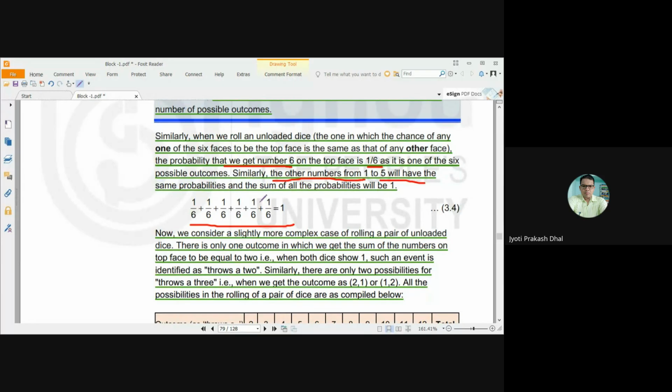The probability of getting 5 is 1 by 6. The probability of getting 4 is 1 by 6, the probability of getting 3 is 1 by 6, and also the probability of getting 2 is 1 by 6 and 1 is 1 by 6. So if you add the probabilities 1 by 6, 6 times, that will become 1.